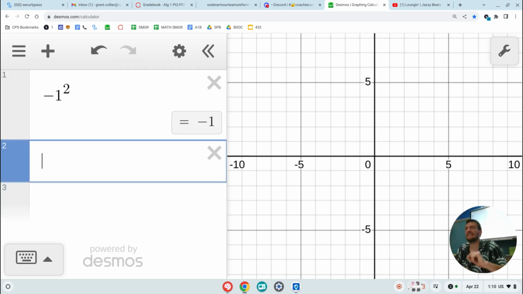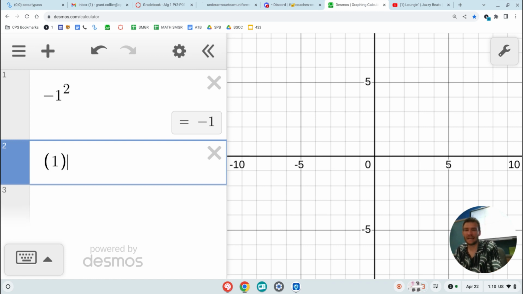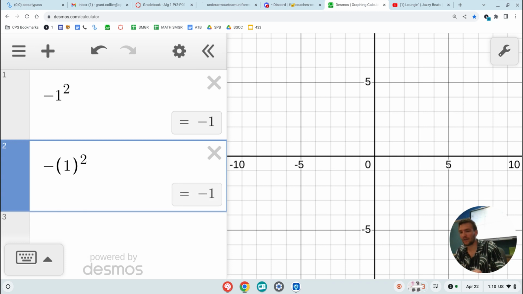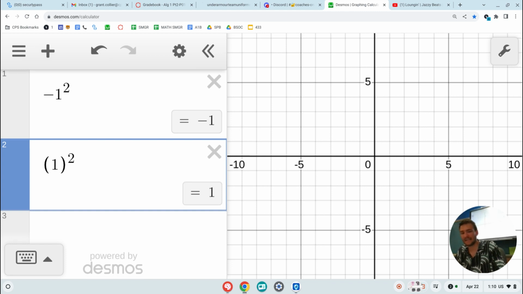Desmos sees this different as a computer than we see it as a human. Desmos sees this, and 2 things need to happen. It needs to turn negative, and it needs to get squared. And Desmos does them in the wrong order, because Desmos follows PEMDAS. Desmos does the exponents first, and it does the negative last. However, we are humans, and we know that the negative sign needs to be in the parentheses.